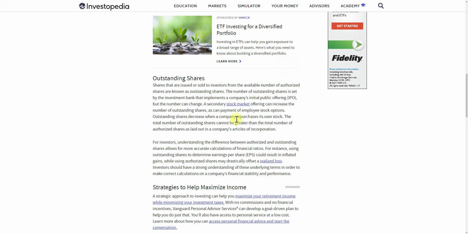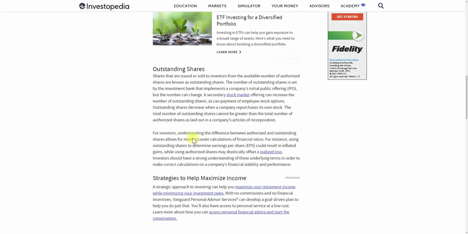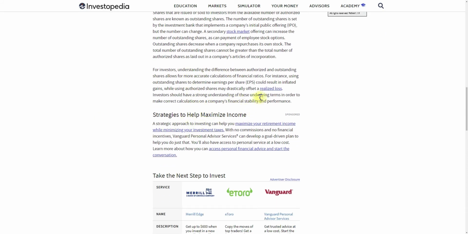They say, I'm going to buy back shares. The total number of outstanding shares cannot be greater than the total number of authorized shares. So basically, they cannot have 100 billion outstanding when authorized is lower. It's not allowed. It's illegal. Now, for investors, understanding the difference between authorized and outstanding shares allows for more accurate calculation of financial figures, for instance, per-share values.